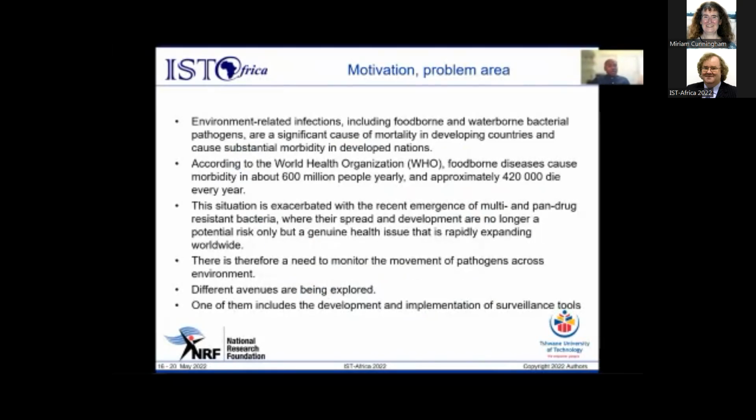So, environment-related infections, including food and waterborne bacterial pathogens, are a significant cause of mortality in developing countries and cause substantial morbidity in developed nations. According to the WHO, foodborne diseases cause morbidity in about 600 million people here, and approximately 420,000 people die every year as of that.